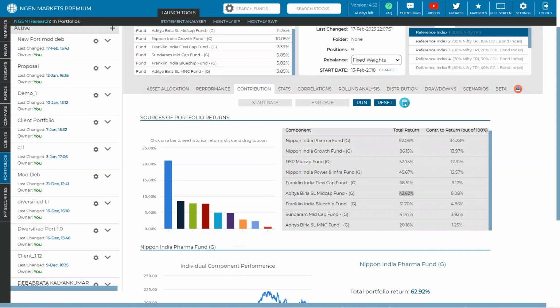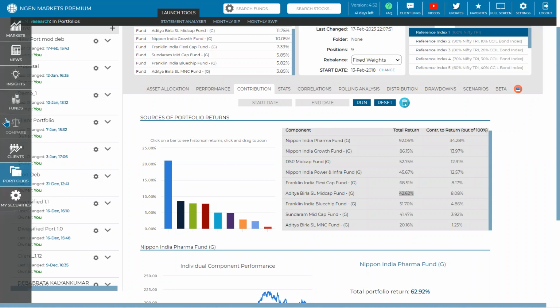Can I ask one more question? Sure, sir. In the category averages, where we see a category like large and mid cap, don't you think two columns of upward and downward capture ratios should also be displayed, so that we can compare within the category averages?